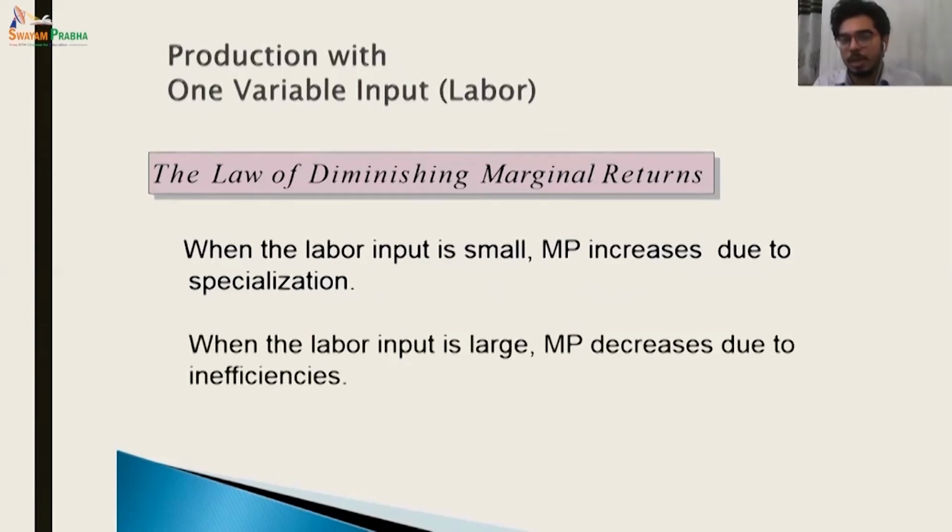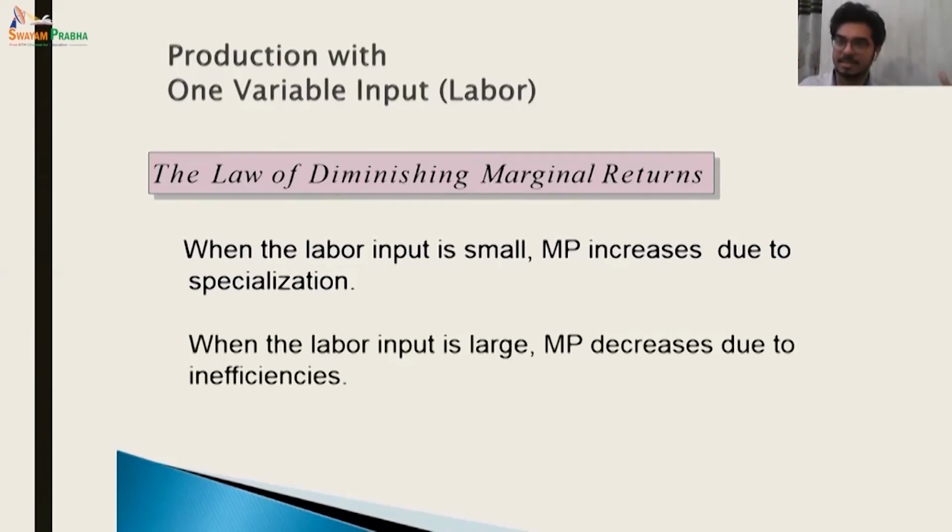Production with one variable input also states that when the labor input is small, when the input is too small, initially the marginal product will increase because its contribution is needed, and hence at the very beginning its contribution is generally larger, and it increases due to specialization, because every single input has its own niche area, its own specialization. So initially, when I have a very small amount of a particular input, its contribution is large, and it increases. So when the labor input is small, marginal product increases due to specialization.